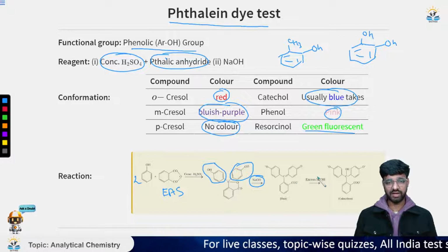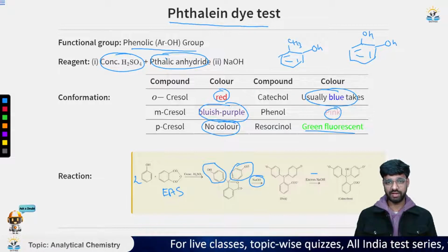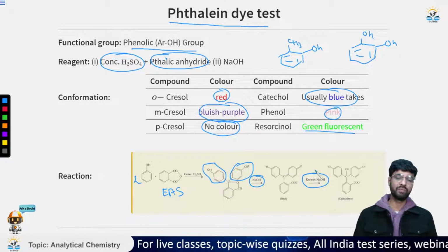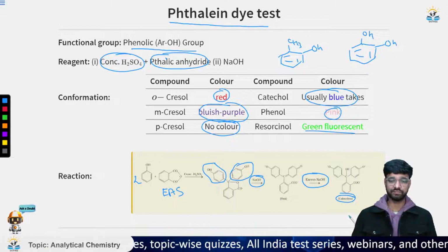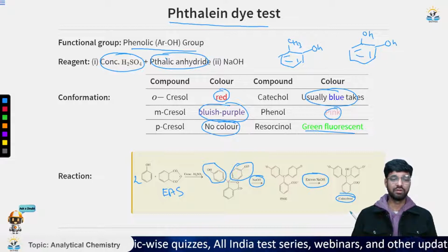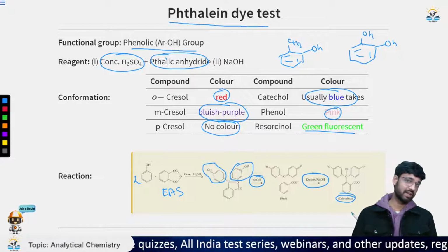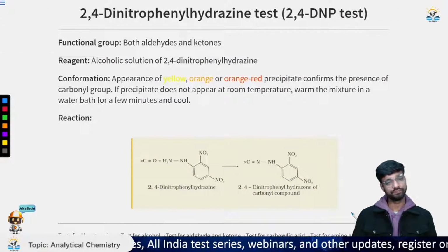Now the next thing to notice here is that if we treat this colored compound with excess NaOH, then we will get a colorless compound again. So this is also a characteristic of this phthalein dye test.